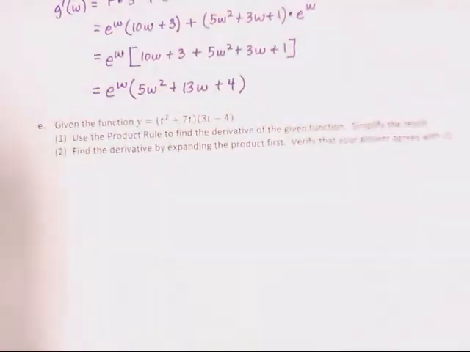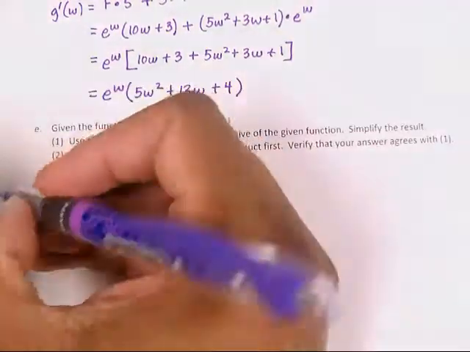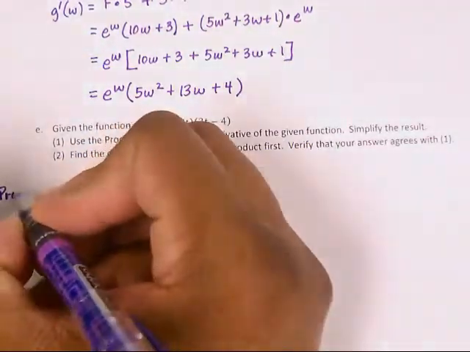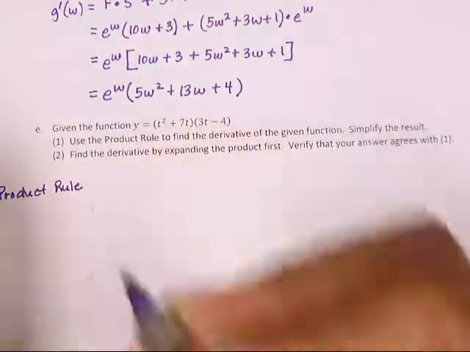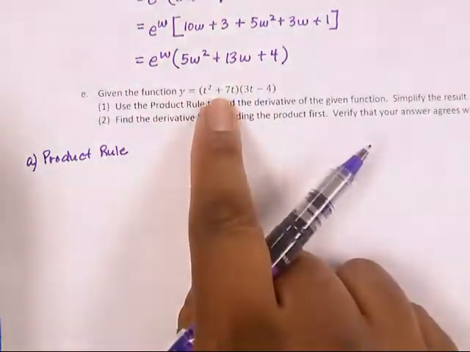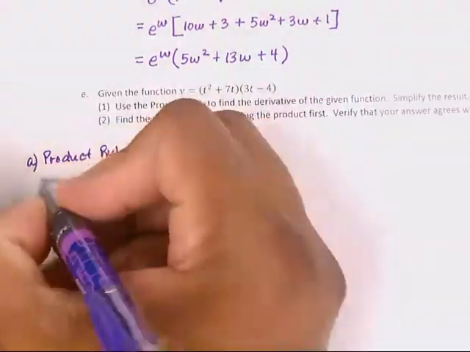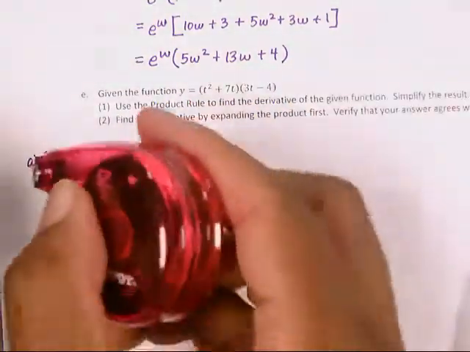Okay, so let's start off. All right, we're going to start by using the product rule here. That first function, the first factor will be t squared plus 7t.